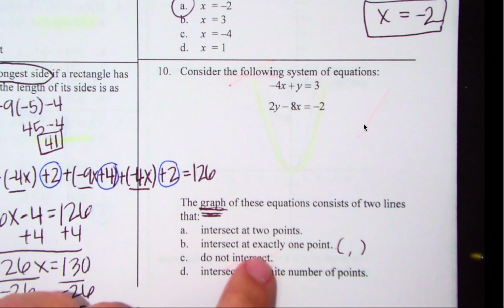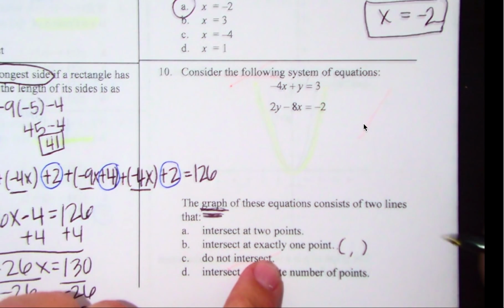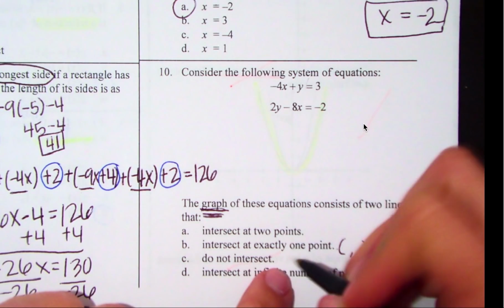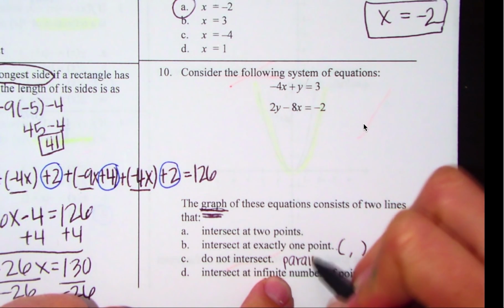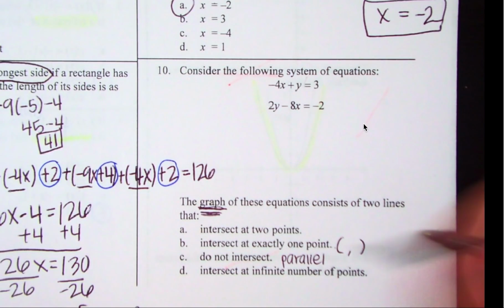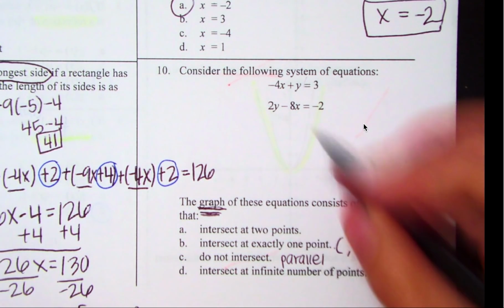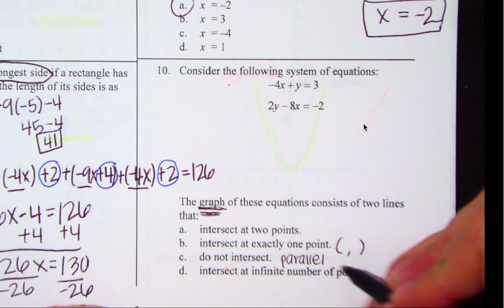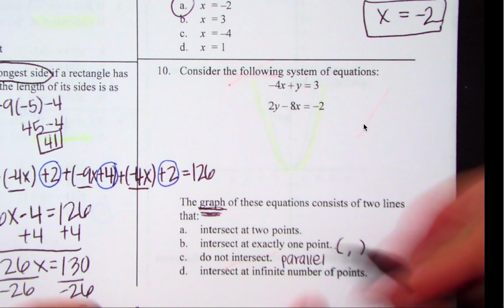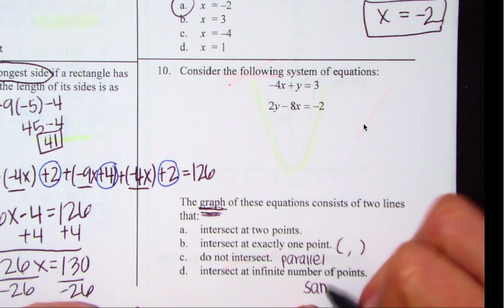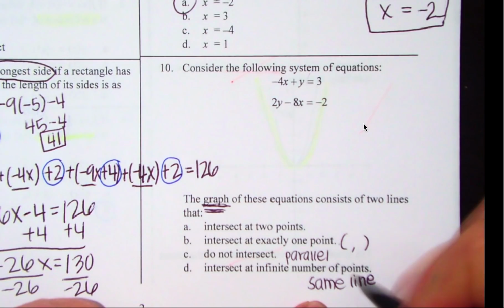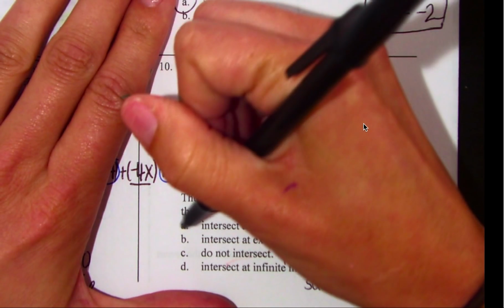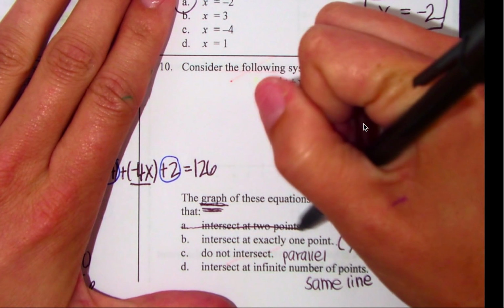If the lines don't intersect, this would be if we get parallel lines. And that would be if our x and y's canceled and left us with a constant. And then intersect at infinite number of points means they're the same line. And that's when everything cancels out in both. There's no such thing as intersecting at just 2 points.